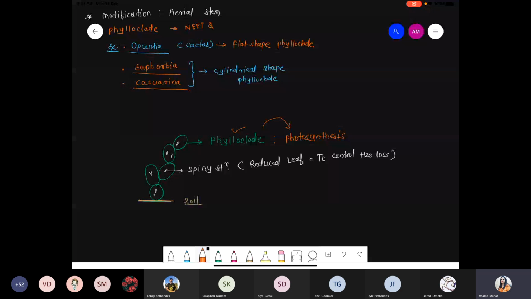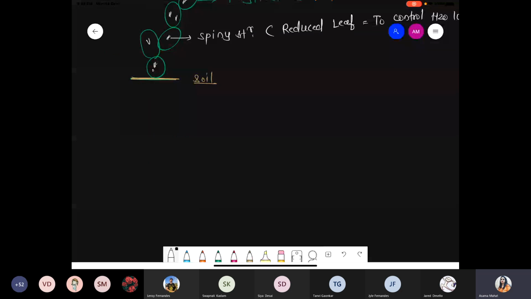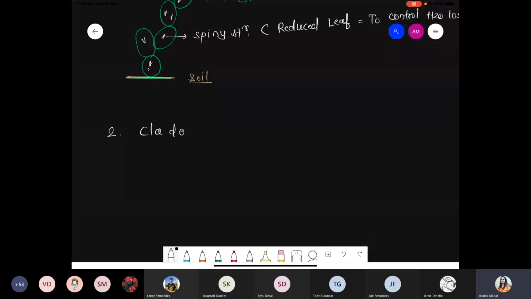Okay, chalo. Now number two, we are talking about the second modification, that is cladode. One we saw was phylloclade. Now I'm talking about the second modification, that is cladode. Okay, cladode. In the case of cladode, first of all we write the examples where it is present. The cladode condition is present in asparagus. Again the name asparagus repeated here. Asparagus, right? And another example is butcher's broom, also called ruscus. Cladode is present in two plants. Number one, asparagus, and the other one, ruscus.